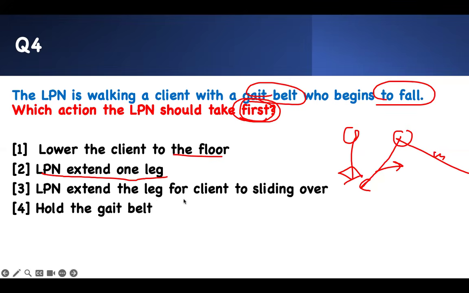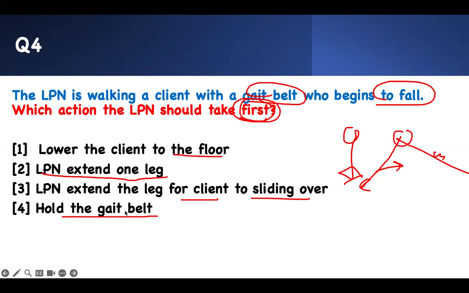LPN, extend the leg for the client to slide on it. Extend the leg and let the client slide on it, or hold the gait belt. What are you going to do? I'm not going to put them on the floor. I will extend my leg, but that's not the first thing I will do.